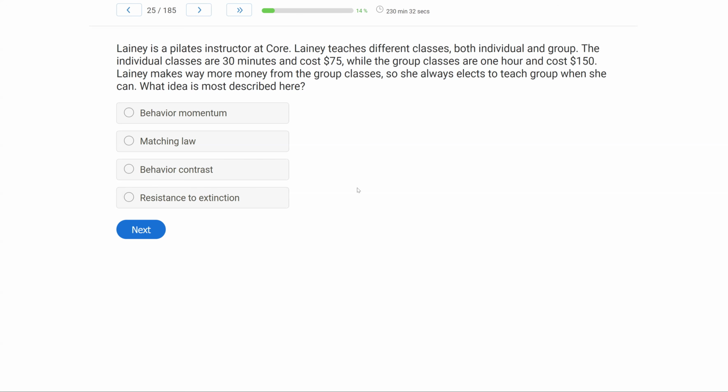And then resistance to extinction. We're not discussing extinction. We're simply saying Lainey is getting reinforced in two places, but she's getting reinforced more in one, so she's going more to that place. And matching law is what would describe that behavior.